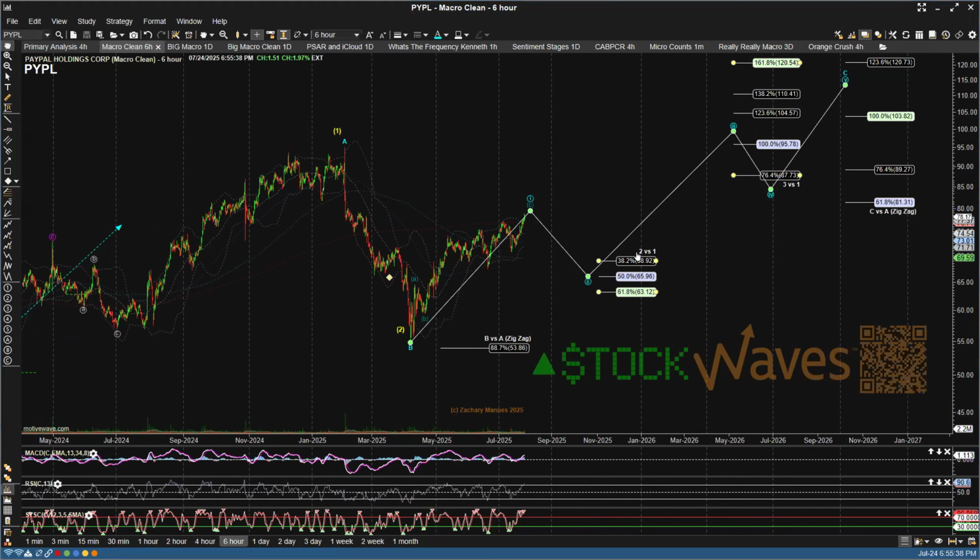There's the chat. How many hours does it take a seasoned trader that never used Elliott waves to learn to trade with Elliott wave? Yes, PayPal is bullish. Just talked about that. I don't know.